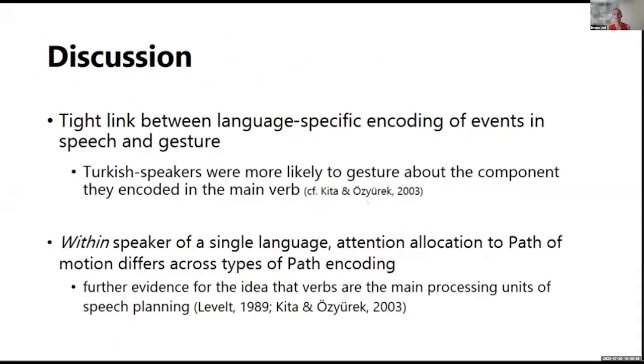All right, so summarizing, we have seen a tight link between language-specific encoding of events in speech and gesture, showing that people were more likely to encode the component that's encoded in the main verb in gesture. We also replicated prior evidence on the tight link between linguistic encoding in speech and visual attention, and we extended it by showing that within speakers of a single language, attention allocation also differs depending on how that semantic element is encoded, which also provides further evidence for the idea that verbs might be the main processing units of speech planning.